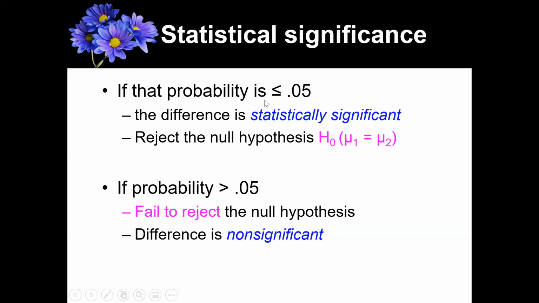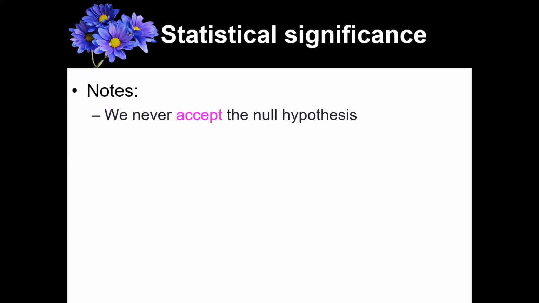But just remember this part. This is kind of the main point, that again, if that probability is sufficiently low, we're going to say, well, it's not the case that the populations are equal. If that probability is too high, we're going to say fail to reject the null hypothesis, meaning the difference is not significant. So we might have seen a difference in our samples, but it's not clear evidence that populations actually differ. Okay.